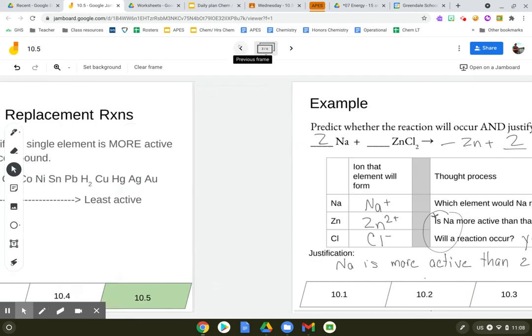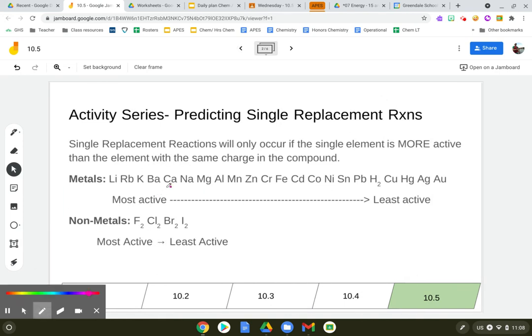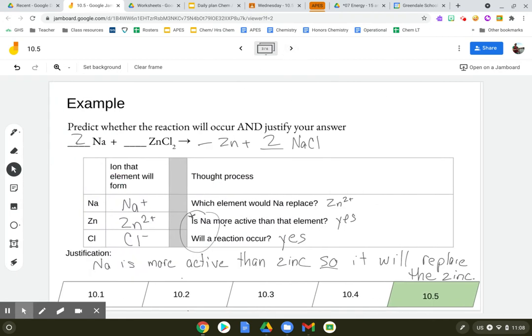If I look back at my activity series, I can see that sodium is here and zinc is here. So sodium is more active than zinc. What that means is that because the thing in the element is more active than the thing in the compound, it will react. One other way you can think about this is the element that is more active will end up in the compound. If it starts in the compound, it'll stay there. If it's not in the compound to begin with, it's going to outcompete the other metal for those anions and turn into a compound.